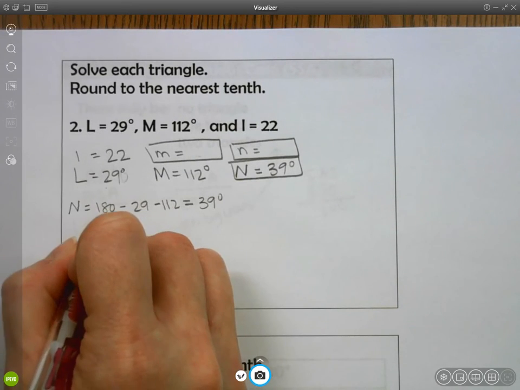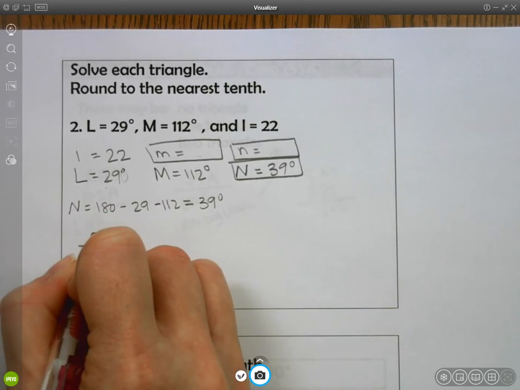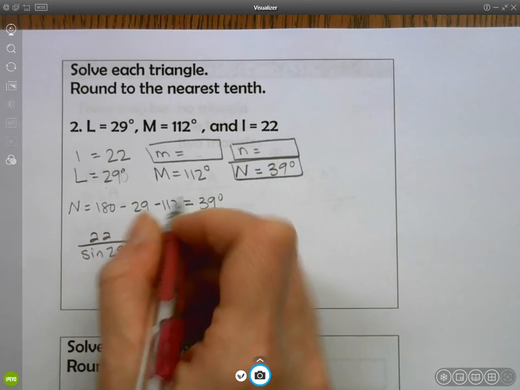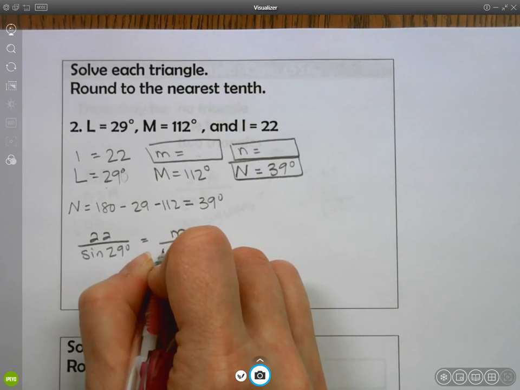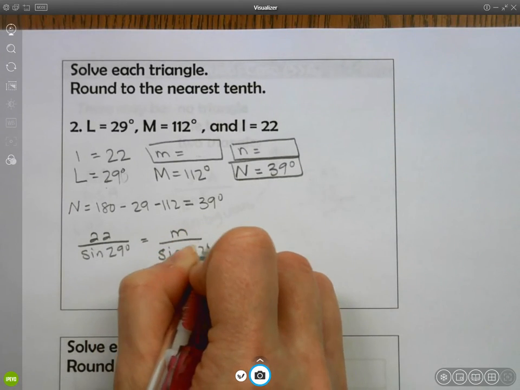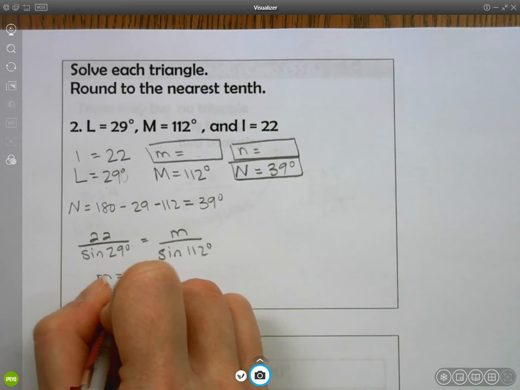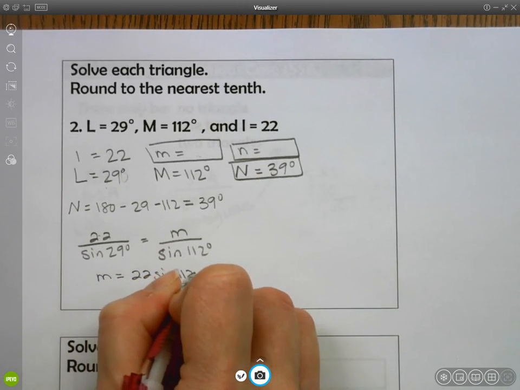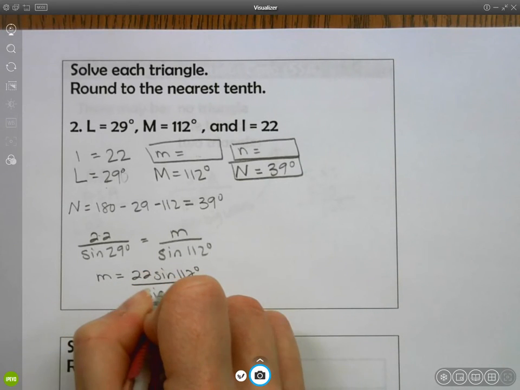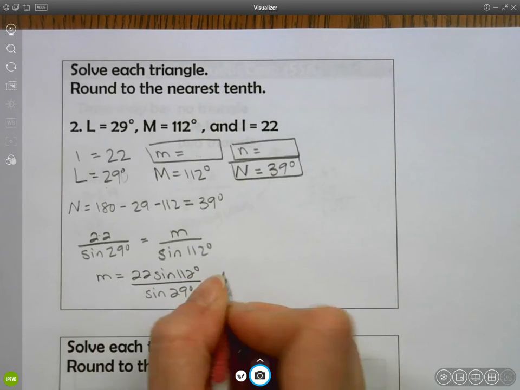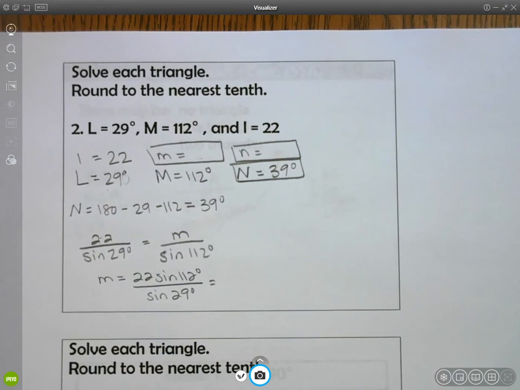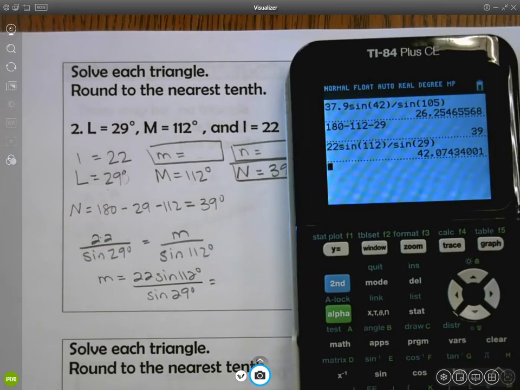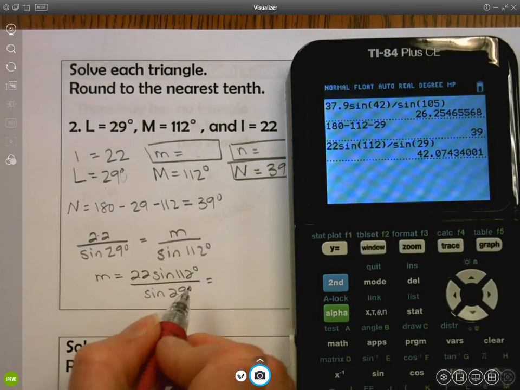Alright, so we can say 22 over sine of 29 is equal to m over sine of 112. So m is going to equal 22 sine of 112 divided by sine of 29. Alright, so in my calculator, I will type that. And I get, can you see that? Yeah, 42.1.